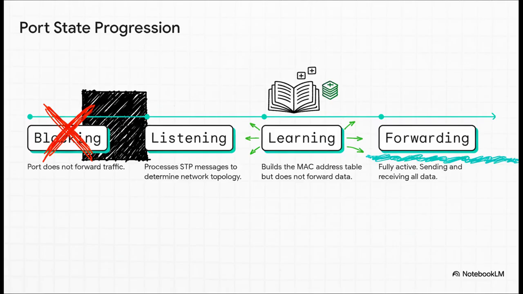And check this out. Ports don't just flip on like a light switch. To make absolutely sure no temporary loops are created while things are figuring themselves out, they go through this really careful sequence. They start off blocking everything. Then they listen to the STP chatter to understand the layout. Then they learn where devices are by building their MAC tables, and only then, finally, do they start forwarding your actual data.